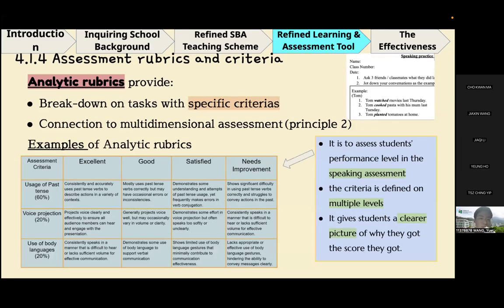Next. So analytic rubrics provide a breakdown of tasks with specific criteria. And one of the examples is the analytic rubric that we have shown previously, which is for the speaking practice, and it is to assess students' performance levels in the speaking assessments and to give them a clearer picture of why they got their results.